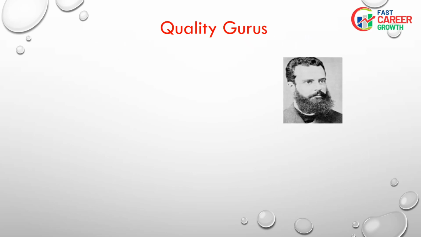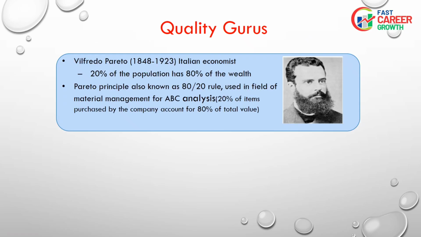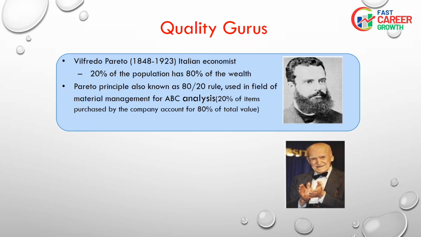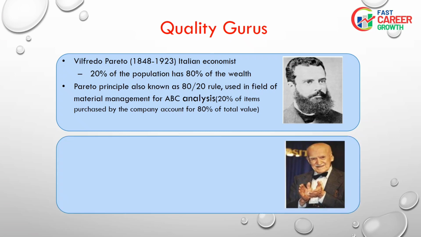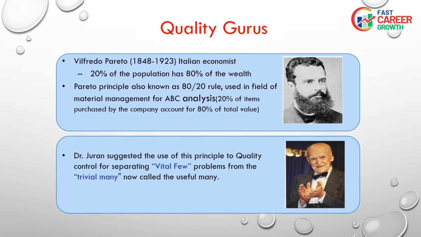Next, as per Vilfredo Pareto, an Italian economist, 20% of the population has 80% of the wealth. The Pareto Principle, also known as the 80-20 rule, is used in the field of material management for ABC analysis. 20% of items purchased by the company account for 80% of total value. As per Dr. Juran, the use of this principle in quality control is for separating the vital few problems from the trivial many, now called the useful many.